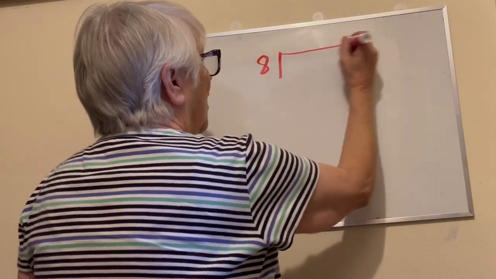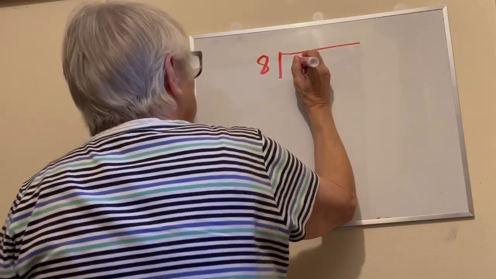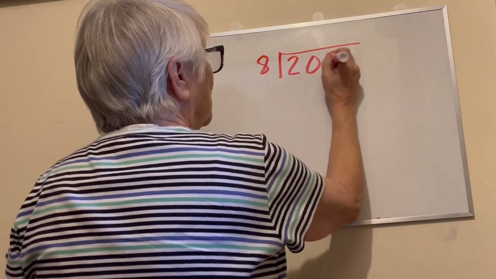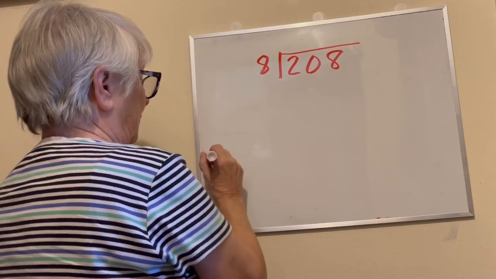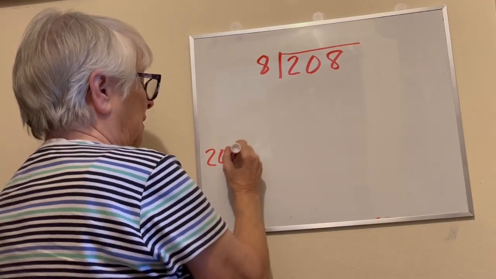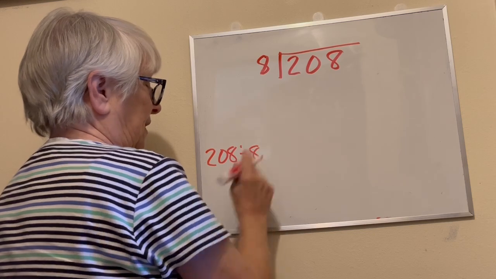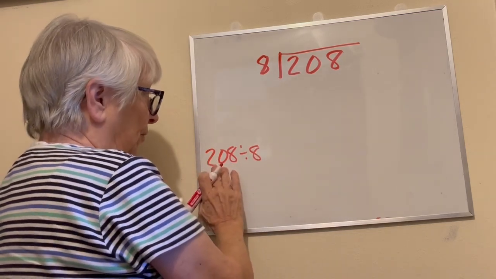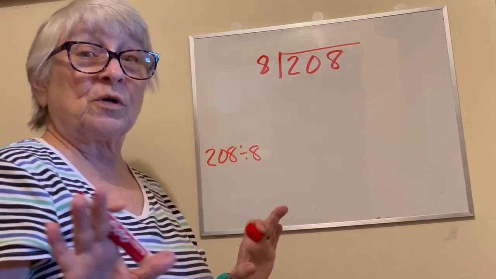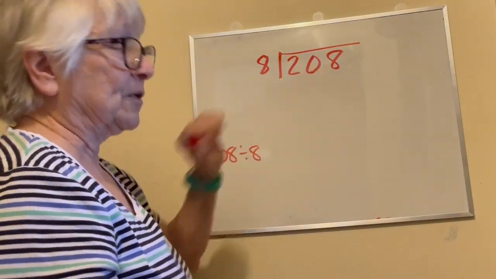8 divided into 208. So 8 into 208. Now this could be written as 208 divided by 8. These are the same problem. Notice that the first number is the one that goes in the box. That's always true. The first number always goes in the box.